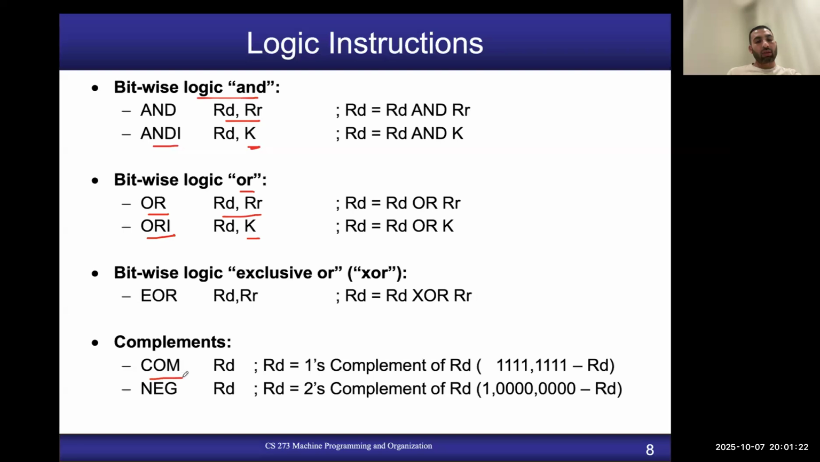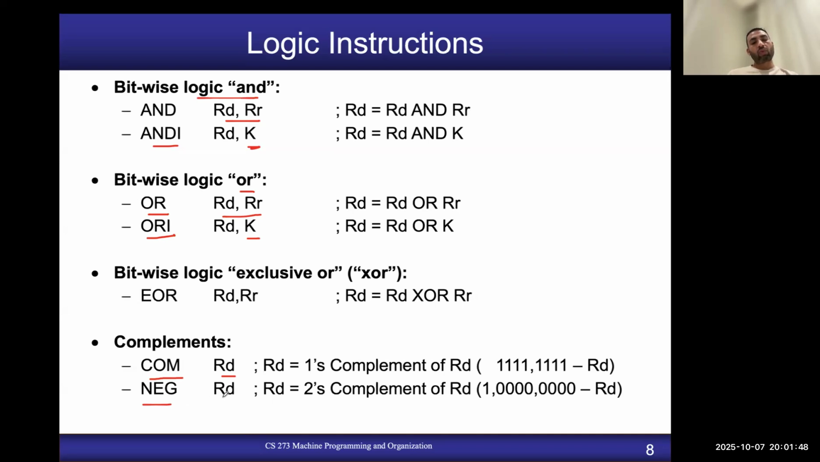Then you have two other instructions which take only one register. One is the complement instruction. So when you say complement RD, the content of the destination register will be complemented and put back into the destination register. And when we say complemented, it is one's complement, which basically means that all the bits will be flipped. If it was initially 0, it will become 1. If it was 1, it will become 0, right?